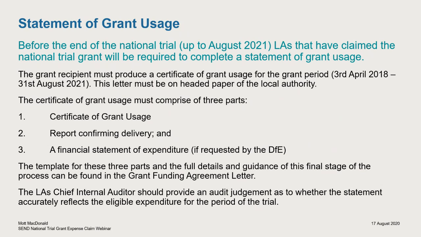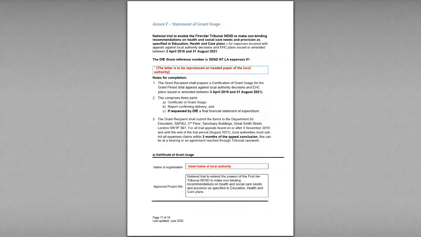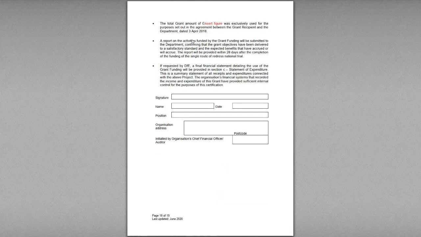So we're now going to show the template for this. I'll just get that up on my screen. So, as I mentioned, there's 3 sections. Section A, this one here, is the certificate of grant usage. In this section, you must provide the LA name, and the approved project title is already in the template. If you then scroll to the next page, you must insert the total grant amount received in the trial period by the LA in this section here.